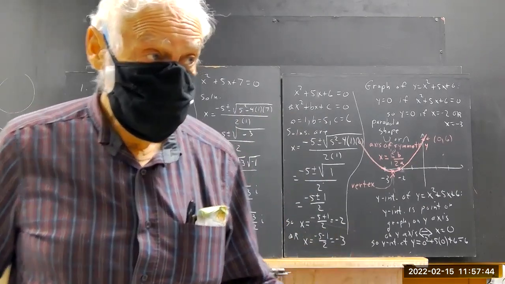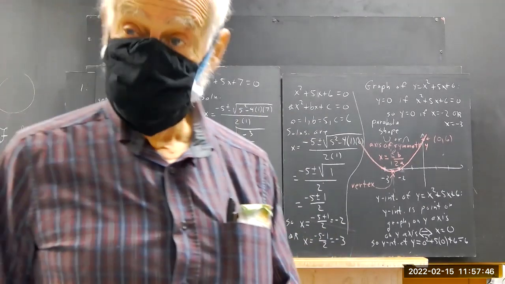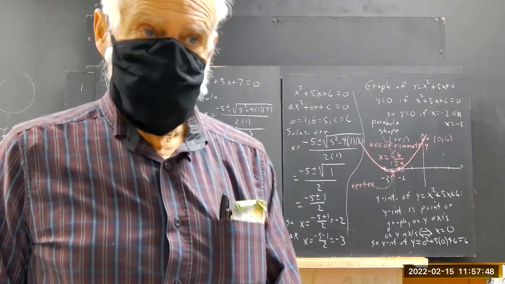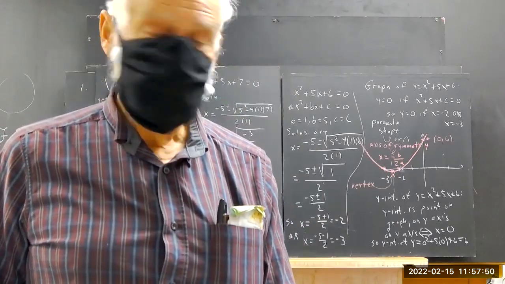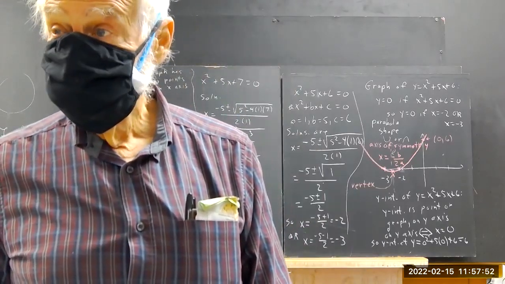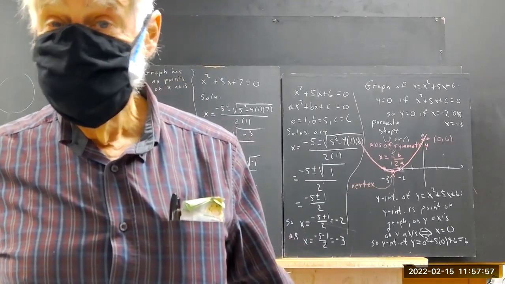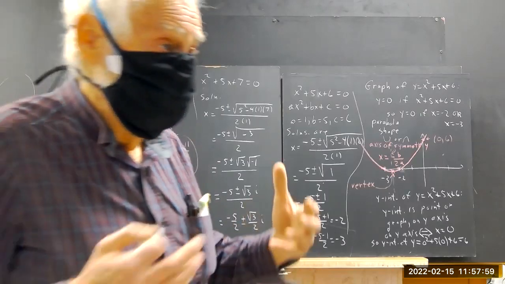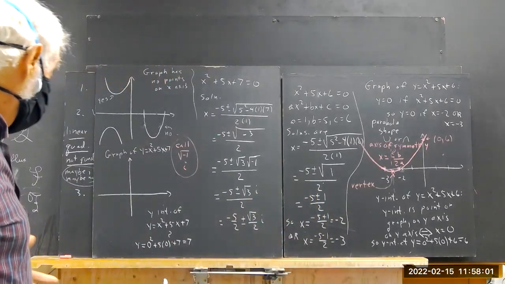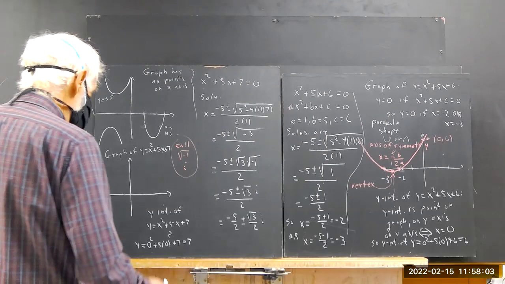Very important to understand that the y-intercept occurs when x is 0 because the points on the y-axis are exactly the points where x equals 0. And you have to understand that about graphs in order to understand graphs. You can't get very far until you work that idea out. So we've got to make sure we work that idea out.